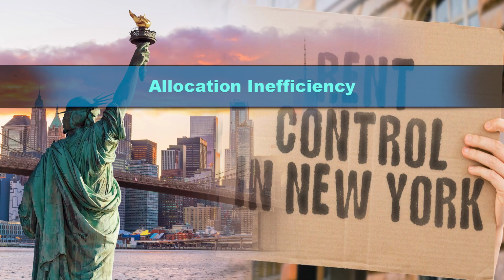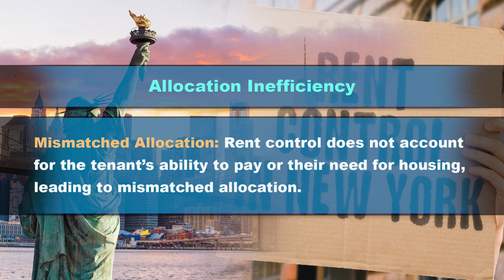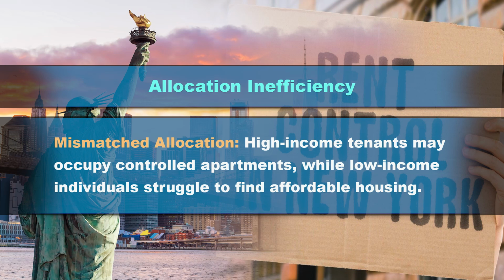Moving on to the next aspect, that is allocation inefficiency. So the first part is mismatched allocation. Rent control does not account for the tenant's ability to pay or their need for housing, leading to mismatched allocation. Here, not all those who require the house actually might end up getting the house. High income tenants may occupy controlled apartments while low income individuals struggle to find affordable housing.